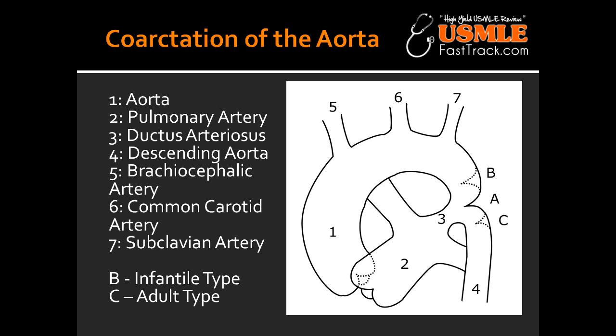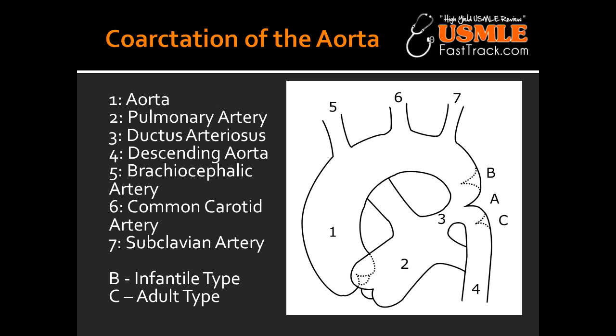What can happen due to coarctation of the aorta? Coarctation of the aorta can result in aortic regurgitation. What is the infantile type of coarctation of the aorta? The infantile type is where the aortic stenosis happens proximal to the insertion of the ductus arteriosus. So this happens preductally, and this is known as the infantile type.